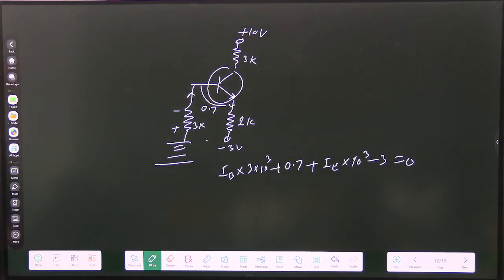So what did the question ask? They asked for VC. They asked what is the VCE? No, VC only. Okay, VC is asked, then tell me what is the voltage? How can we find the voltage here? Minus 3 plus this one plus this one.